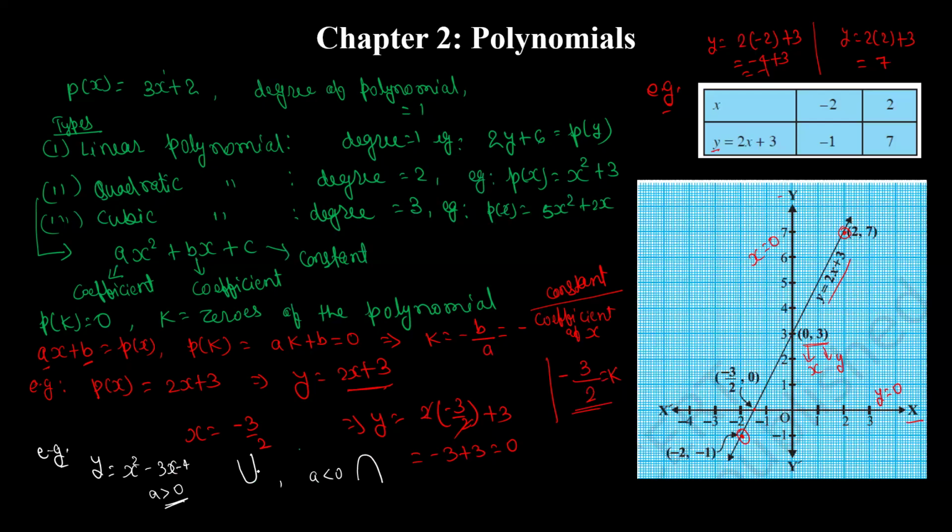So how many times is it going to cross? If it is a cubic, it is going to cross maybe three times. So there are different situations in which, by seeing the graph, we can say how many solutions, how many zeros it will have, how many times it will cross the x-axis.